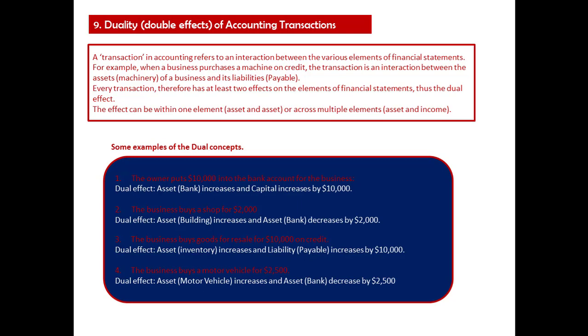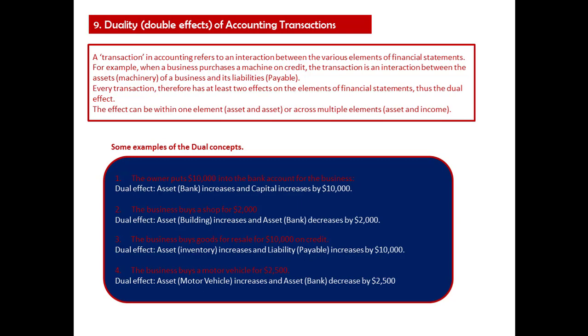So every transaction therefore has at least two effects on the elements of financial statements. Thus, the dual effect. So the effect, as we spoke about earlier, can be within one element, asset and asset, or across multiple elements, asset and income, or asset and equity, or asset and liability.